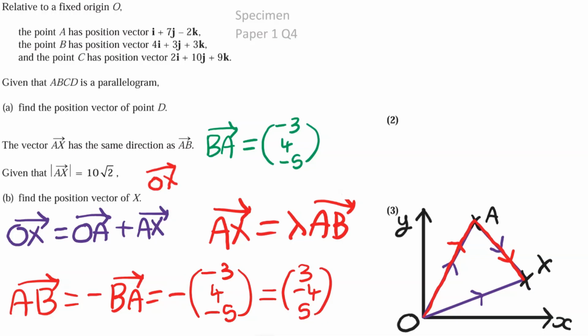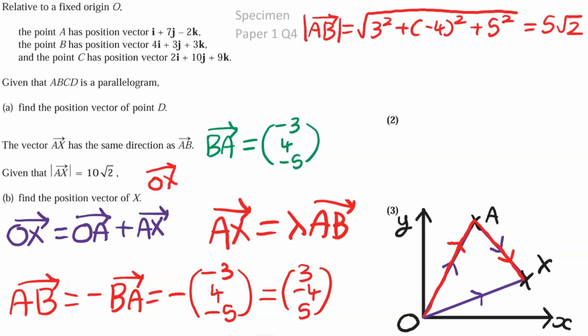What's also interesting is we're told the magnitude of the vector AX. We're told it's 10 root 2. So what we could do, as we know the vector AB, is figure out the magnitude of the vector AB and compare it to the magnitude of AX. So that's what I've done up here. I'm figuring out the magnitude of the vector AB. Remember, to do this, you square these three numbers, add them together, and then square root that sum. And if you do this, this is equal to 5 root 2. So if you compare this to AX, which is 10 root 2, you can see that the magnitude of AX is 2 times bigger than AB.